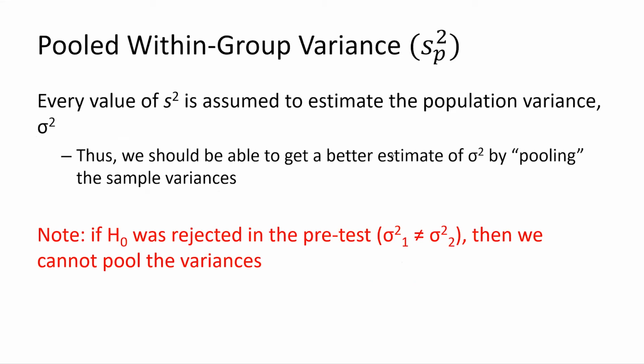So let's talk a little bit more about this pooled variance. Every value of variance is assumed to estimate the population variance sigma squared. Thus, we should be able to get a better estimate of sigma squared by pooling sample variances from different samples. If we had rejected the null hypothesis for the F-test and found that our variances are unequal, then obviously we can't pool the variances. We already said they're not the same thing, so why would we combine them?